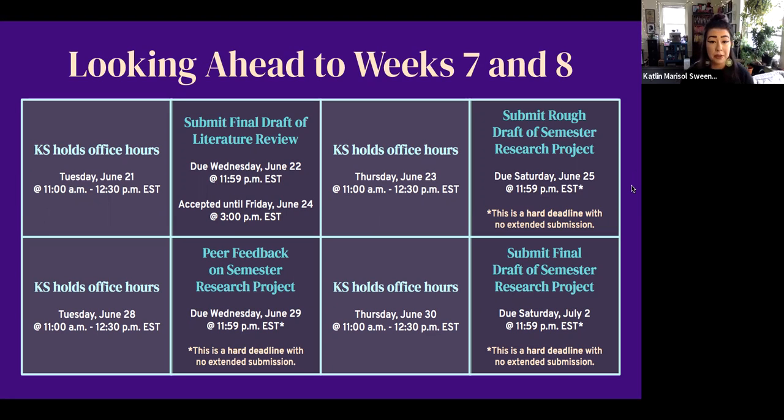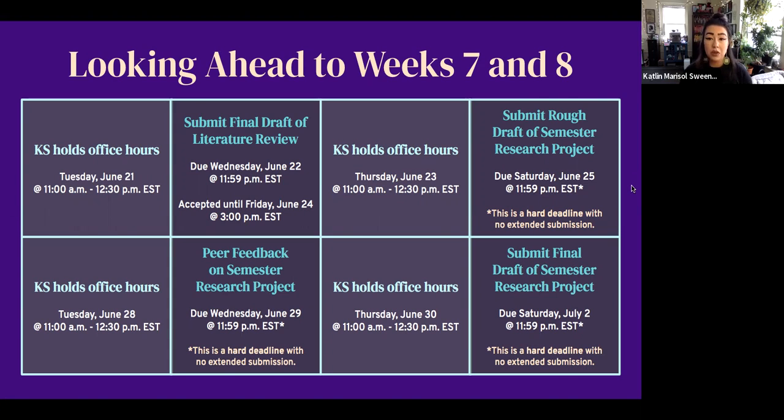You'll need to provide peer feedback on the semester research project by Wednesday, June 29th at 11:59 p.m. Eastern. And you'll need to submit the final draft of your semester research project by Saturday, July 2nd at 11:59 p.m. Eastern. And in each case, it says this is a hard deadline with no extended submission, okay?